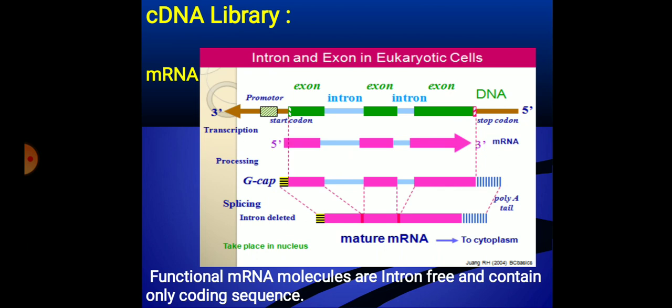So after the transcription, mRNA undergoes post-transcriptional changes where introns are removed. Unwanted non-coding sequences are deleted. Exons are linked to produce a mature functional mRNA. This mature functional mRNA has a poly A tail at the 3' end.